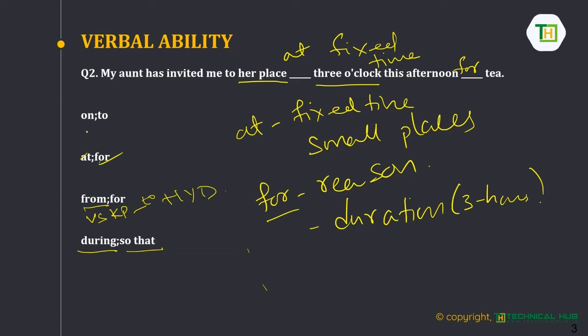Now on and to. When we talk about the surface of something, we use on. A glass is on the table, like that. And also for a particular day or date we use on. So remember this clearly, right? These prepositions play a very important role. Make sure you use them in a proper manner.